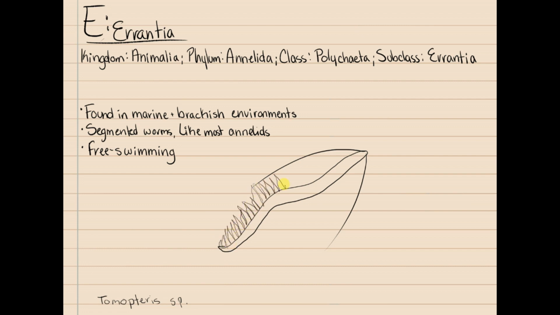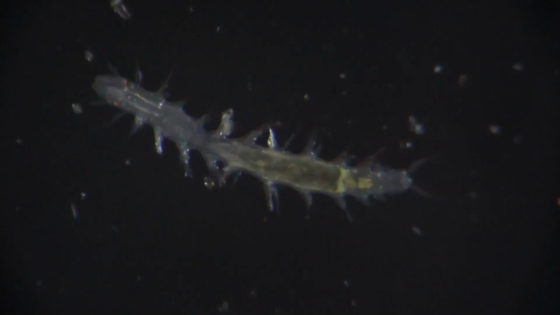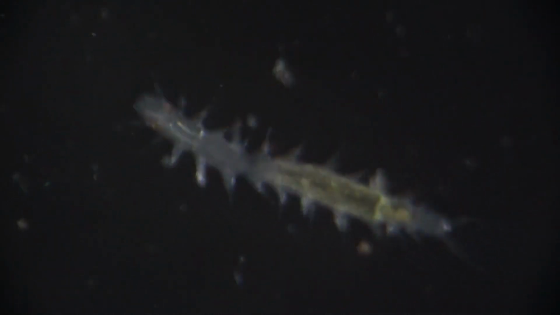E is for Errantia, which are a free-swimming annelid that live in marine and brackish environments. Here's a video of an Errantia.